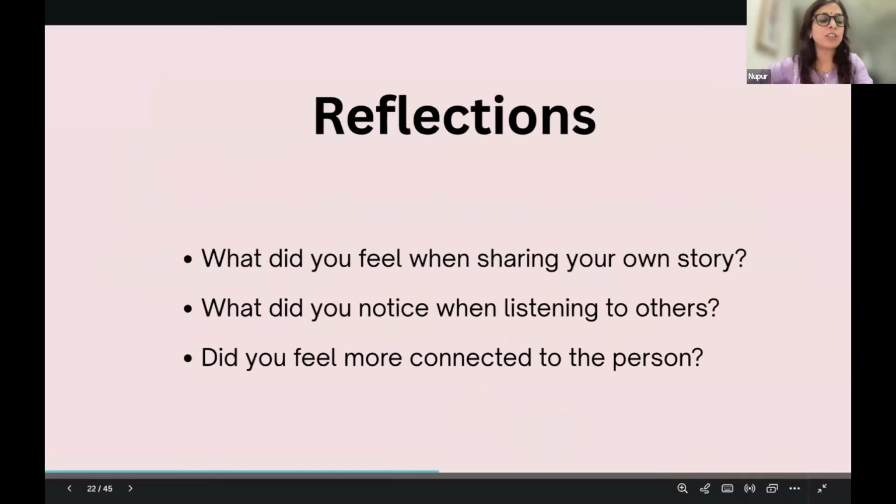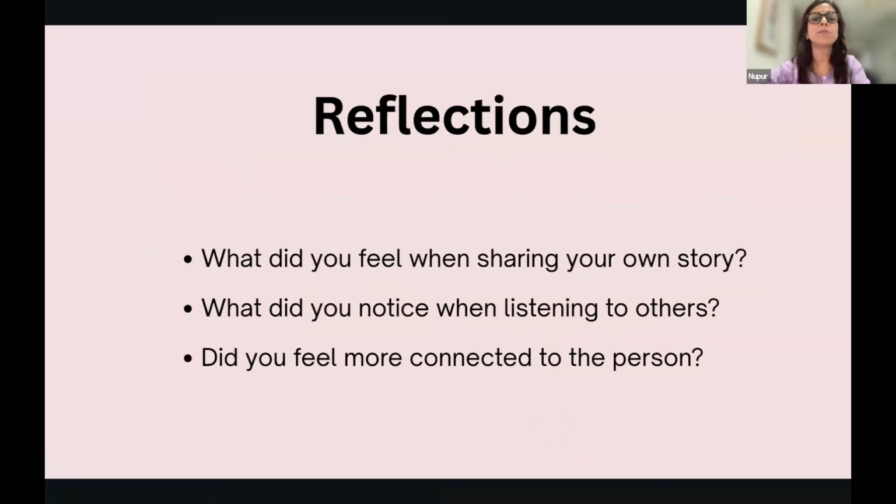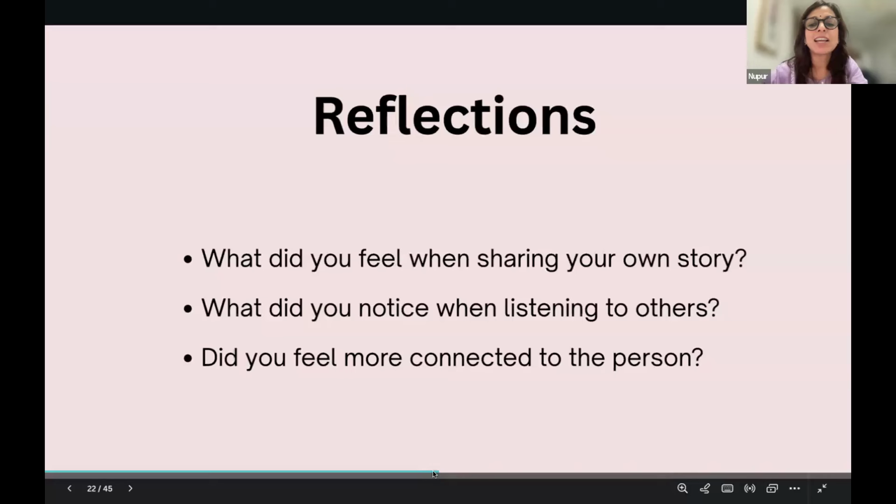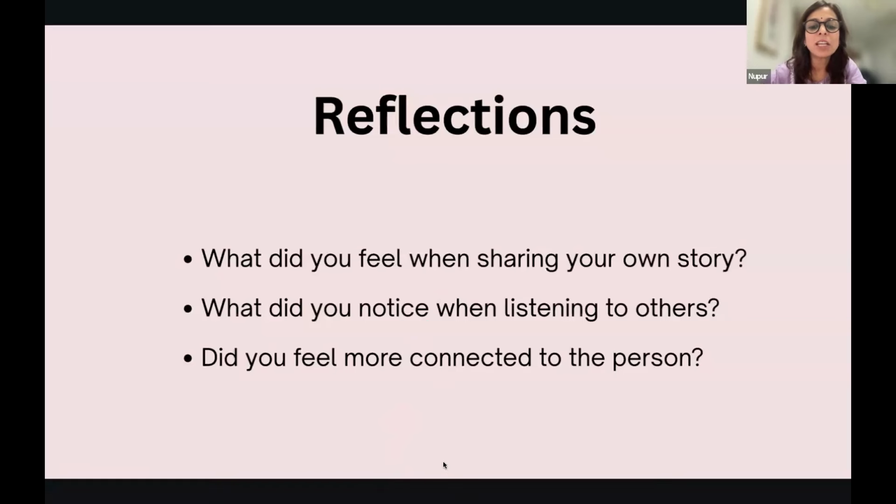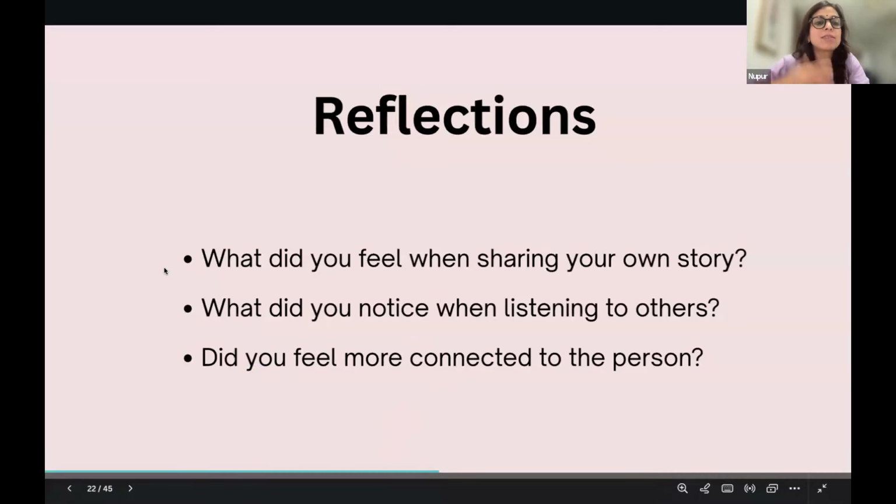Okay, it's time for reflection. We did this for fun, but there must be some learning out of this. So back to chat and tell me, what did you feel? What did you feel when you were sharing your own story? Just the answer to the first question. You can write an emotion that surfaced.